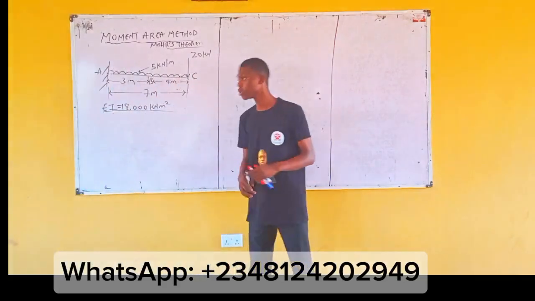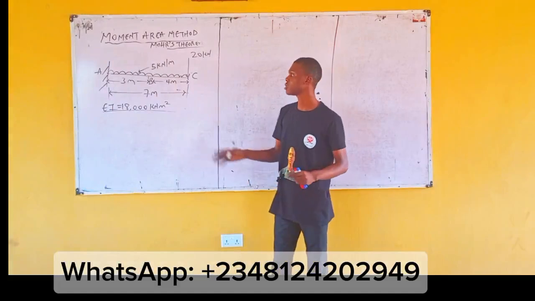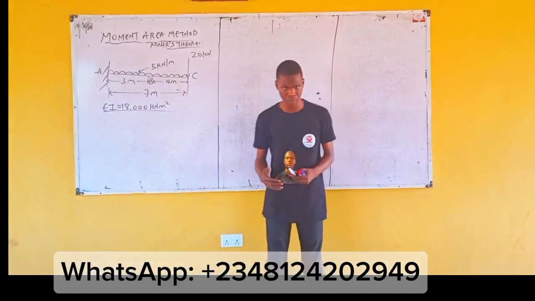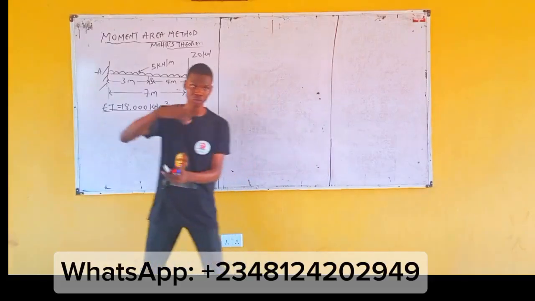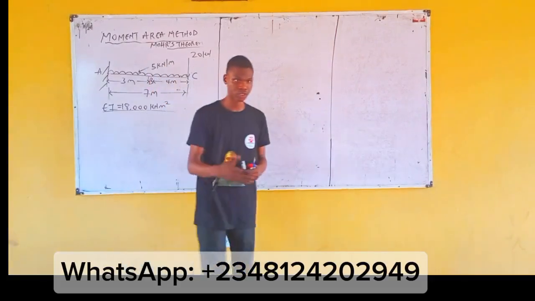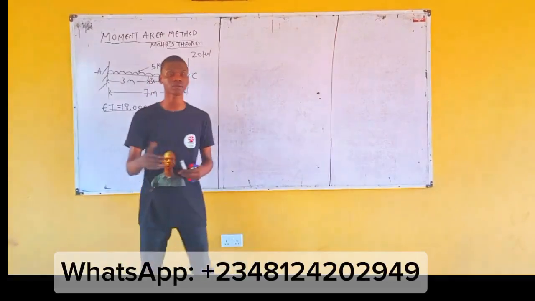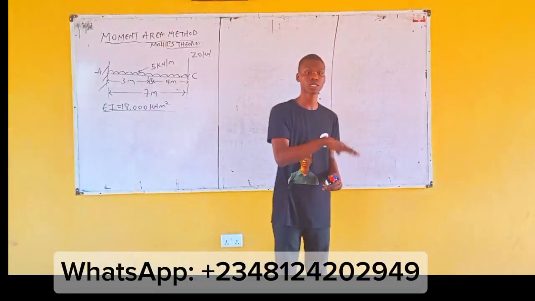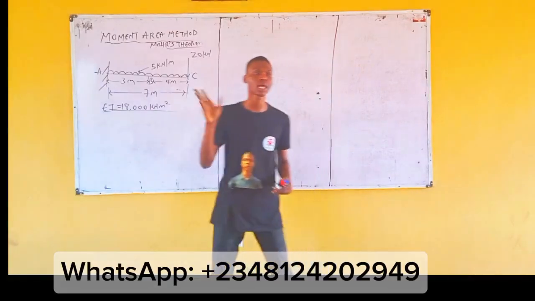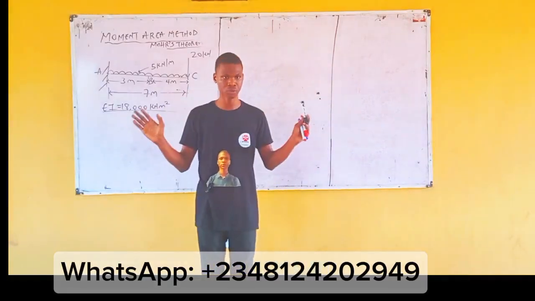Given this question, you have to calculate deflection. What's your step? Let's solve for slope. By the time you solve for slope, you solve for deflection. The difference between slope and deflection is that for deflection, you need your centroid. The slope that you've calculated, just multiply it by centroid and you get deflection.